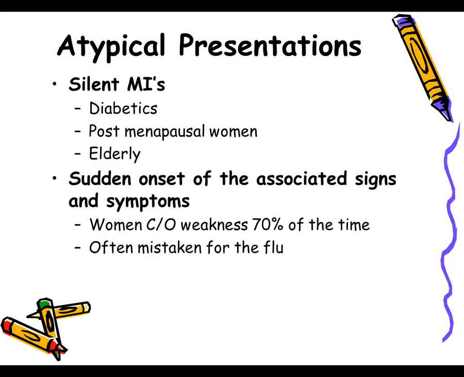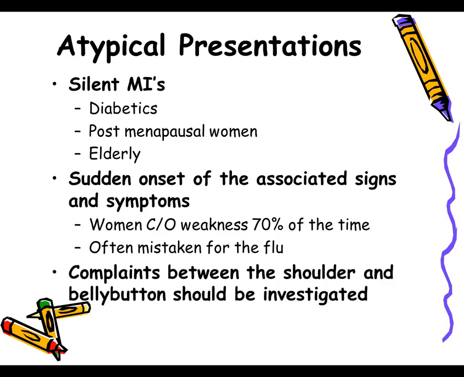They just may have a sudden onset of weakness, nausea, vomiting, and it's often mistaken for the flu. In fact, women complain of weakness 70% of the time when they're having their heart attack. That's the primary complaint: all of a sudden they felt really weak and felt like they had the flu, and they may be throwing up. So in this group of people, the diabetics, the postmenopausal women, the elderly, any complaint between the shoulder and the belly button should be considered heart until you can get more information.